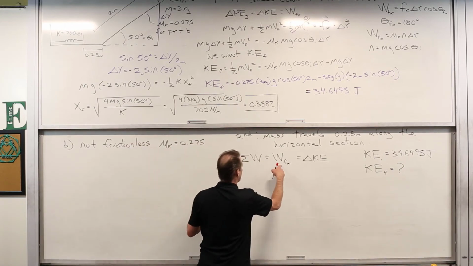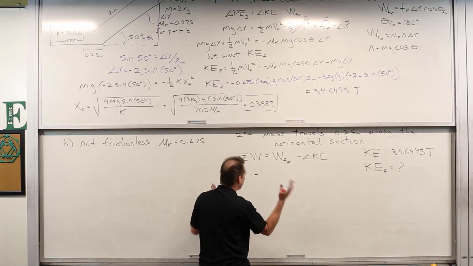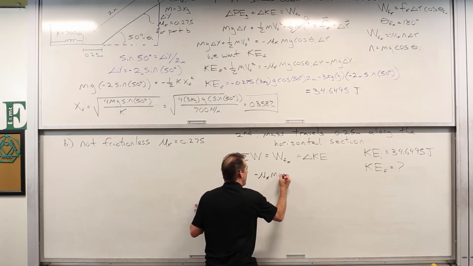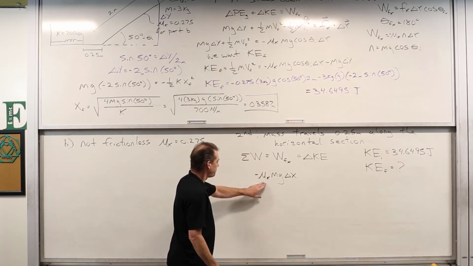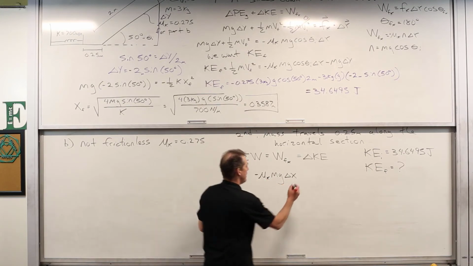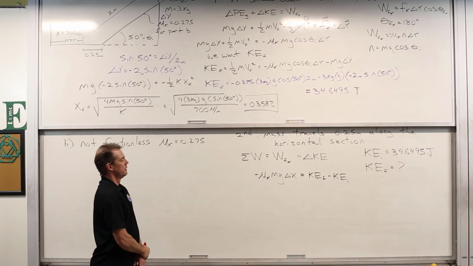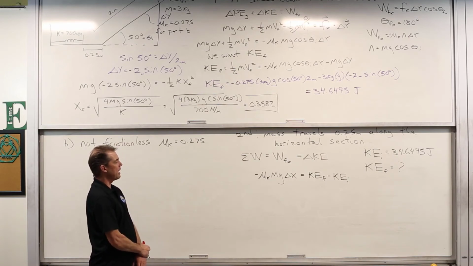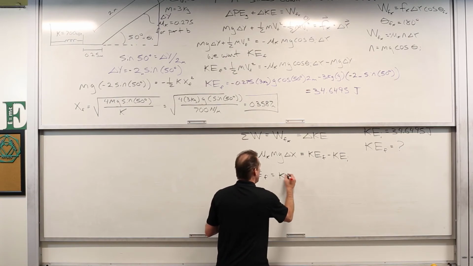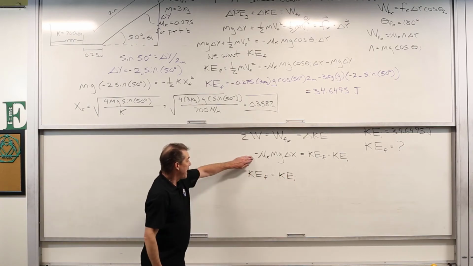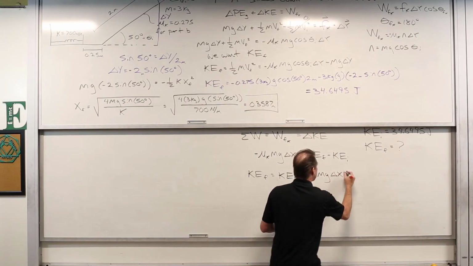The work done by friction over this section is going to be equal to negative mu k mg delta x. We know what it is. The negative sign is because it is doing negative work: mu k times N times the displacement. That will be equal to KE final minus KE initial. So we want to solve this for KE final. KE final is going to be equal to KE initial, whatever initial kinetic energy it had, minus the work that friction did, mu k mg delta x.